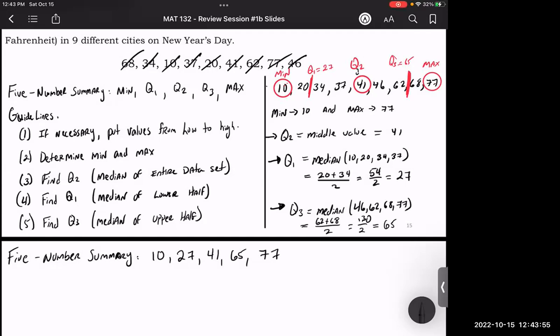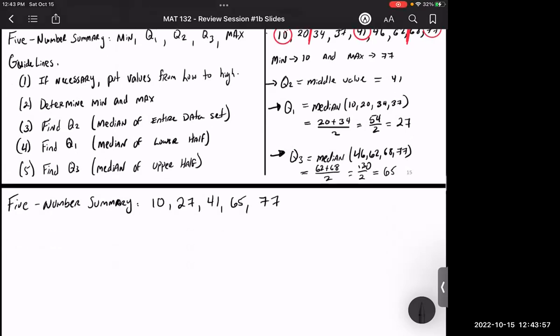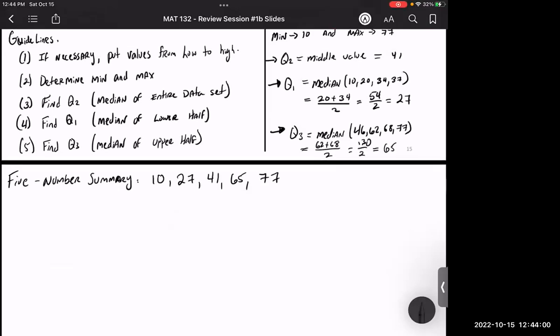No. All right, now we got to do the box plot. So first I draw a line that represents our temperatures.